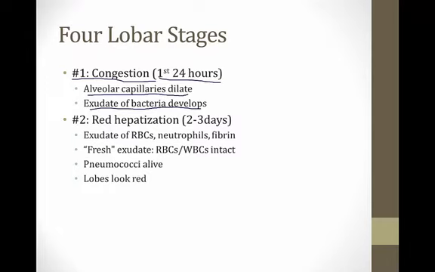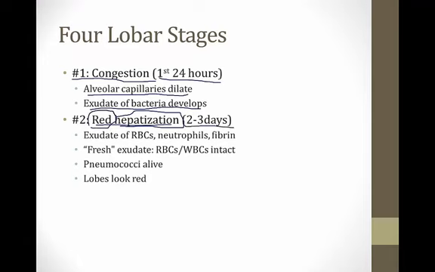The second stage is called red hepatization, and hepatization means the lung begins to look like the liver. It comes from the same root as the word hepatic, and it gets its name because autopsies of people who died in the first 2 to 3 days of infection would show lobes of the lung that looked like the liver, hence the name hepatization. And it's called red hepatization because the color of the lung in this stage is red.